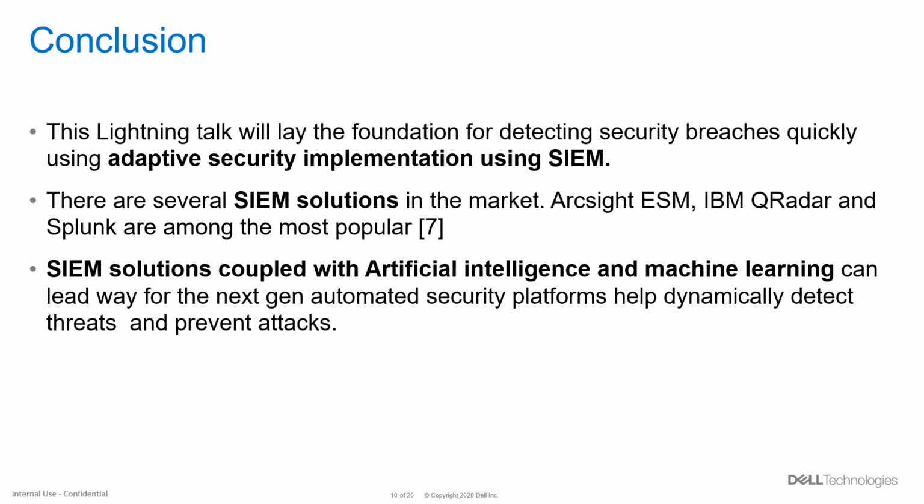Conclusion. Let's conclude with this: the lightning talk we are proposing for detecting the security breaches quickly using adaptive security solution is very important. The several solutions which are there in the market are ArcSight ESM, IBM's QRadar, and Splunk. SIEM solutions coupled with artificial intelligence and machine learning can lead the way for the next gen automated security platforms to detect threats and prevent the attacks.